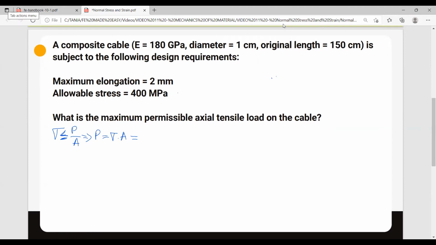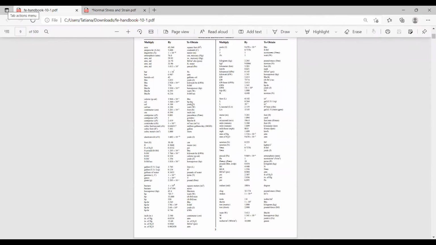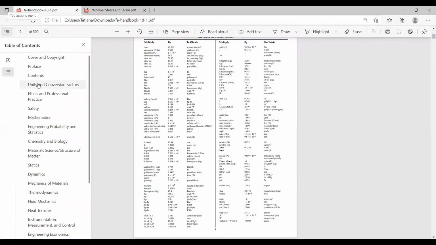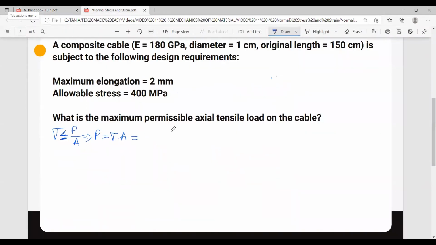Let's talk about the megapascals and gigapascals here. If you are not familiar with these units, I suggest you go to the FE handbook, click on the unit section, and you are going to see this little table here. And this mega and gigapascal are going to be explained. So mega is 10 to the 6, giga is 10 to the 9. All right, going back to our problem, I have 400 megapascals, meaning I have 400 times 10 to the 6 times the area.